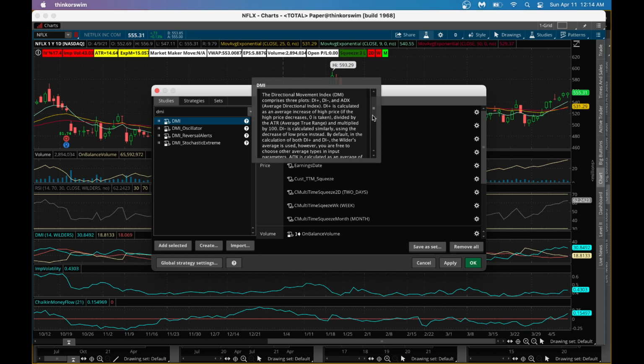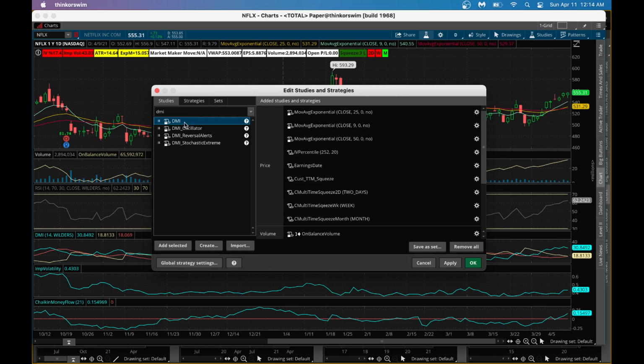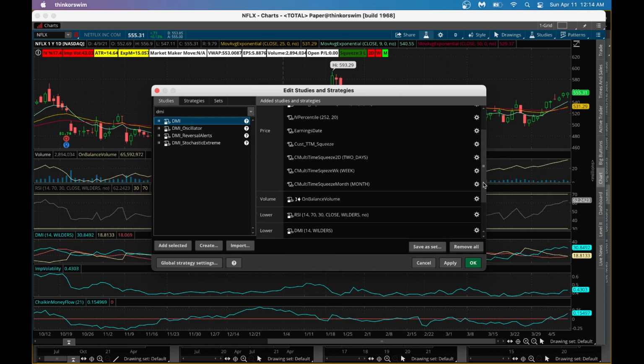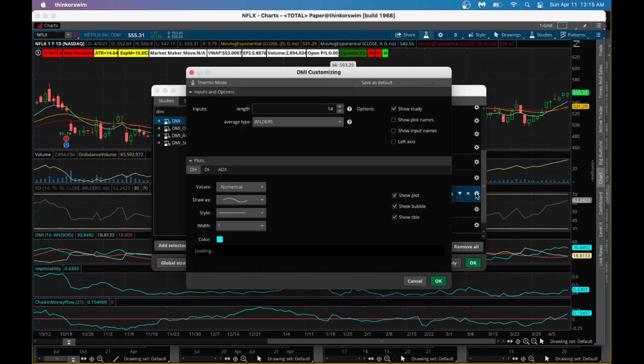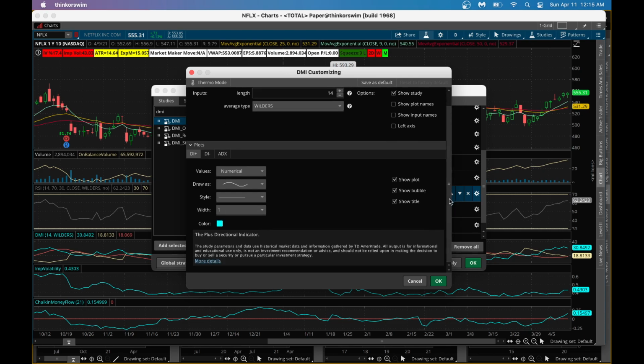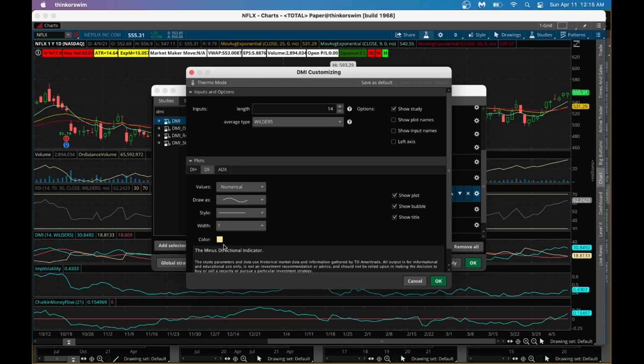So you can read through this, but in a nutshell, in this case I already have DMI. So you could add DMI to your chart. I have DMI right here in the lower studies, DMI 14 Wilders. And if I click on this here, what I have is DI plus, which is the bullish indicator. That's the blue line. I want it to be blue, so I know the bullishness is blue. And then I got DI minus, which I like to see as red.